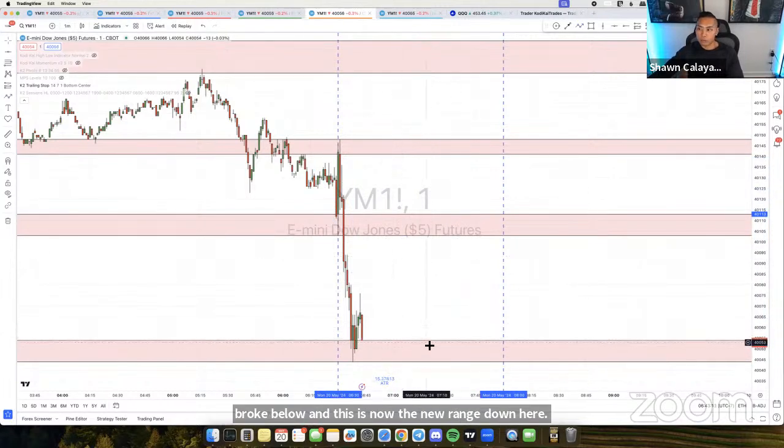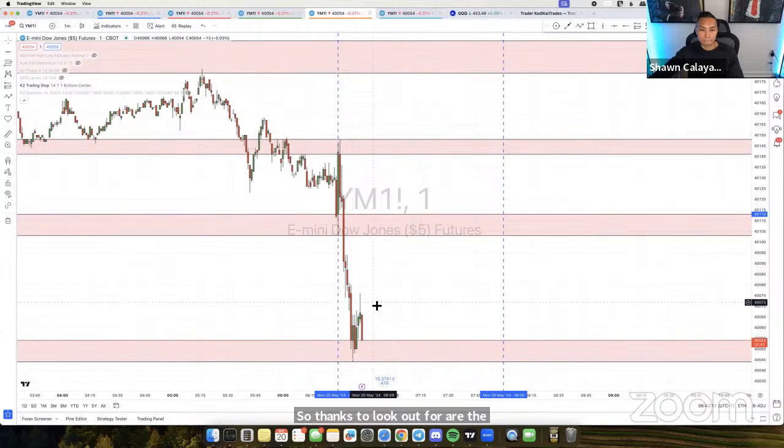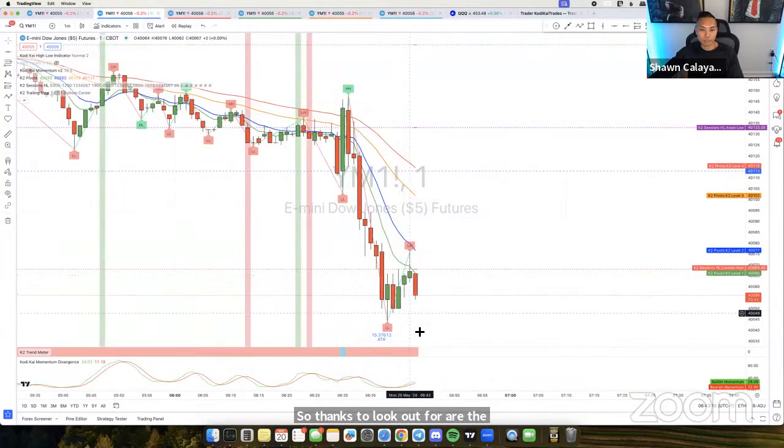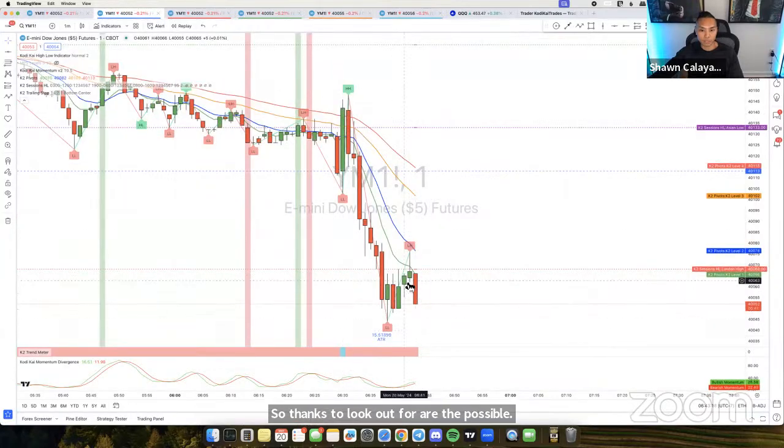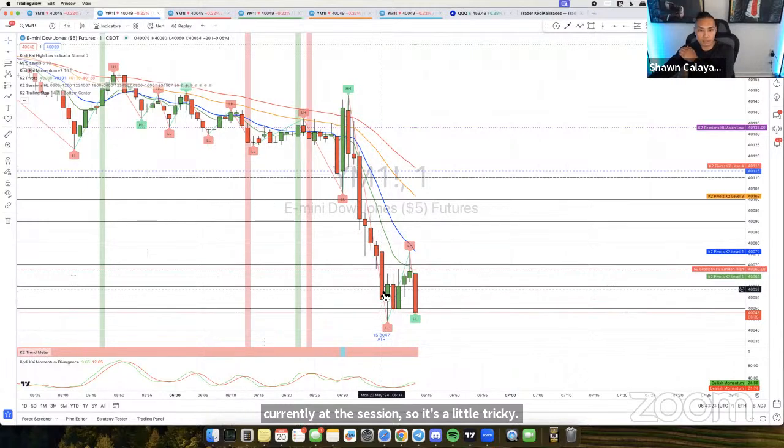So things to look out for are the possible fake out below this point. But price is currently at the session, so it's a little tricky. Let's see, Daniel said an MPS hit. So there was an MPS right here, but it was right at the session.